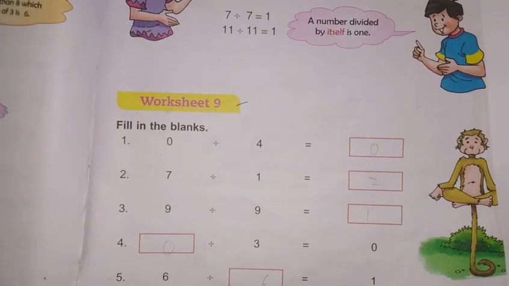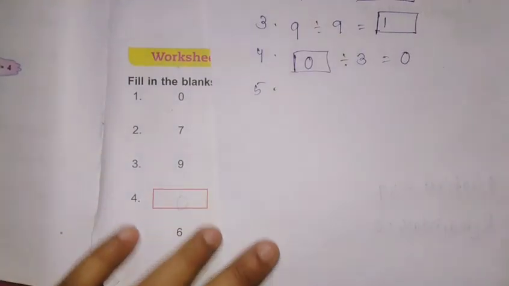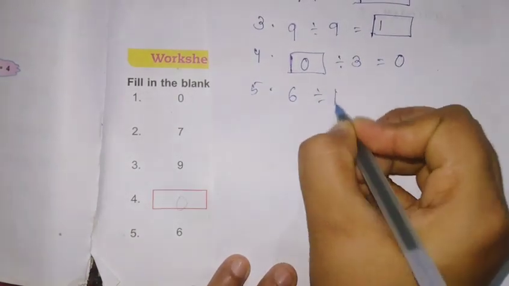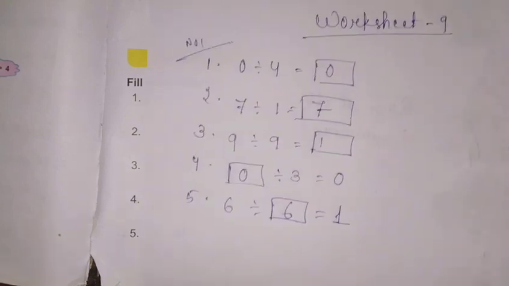Then 5. 6 divided by dash equals 1. A number divided by itself is 1. So 6 divided by dash equals 1. 6 divided by 6 equals 1.